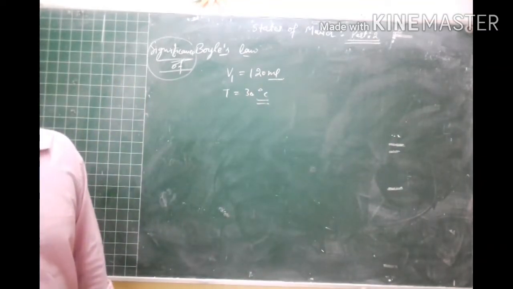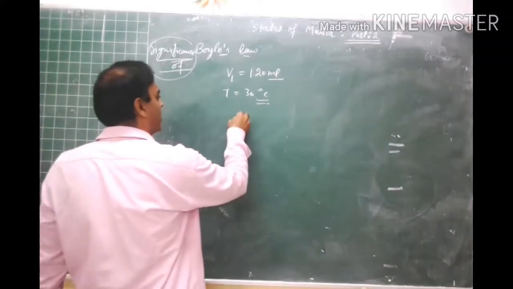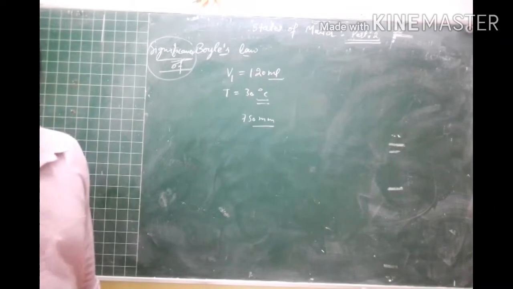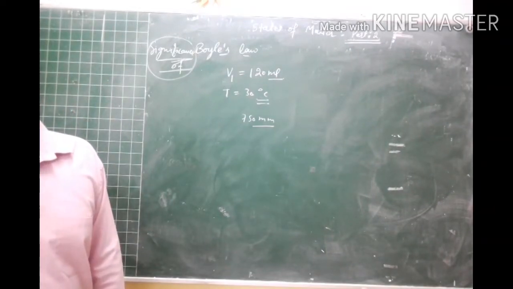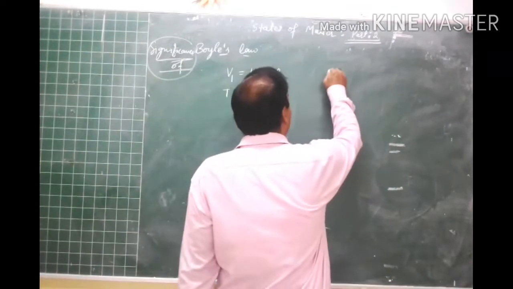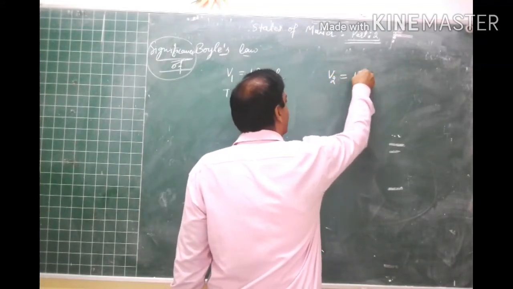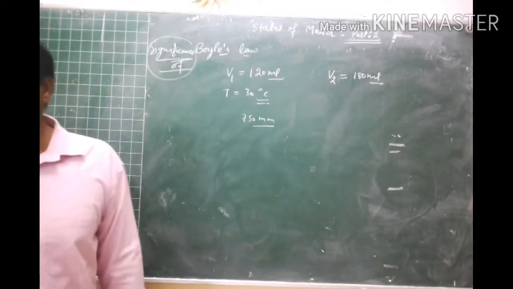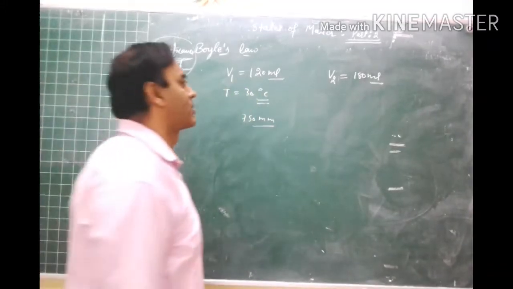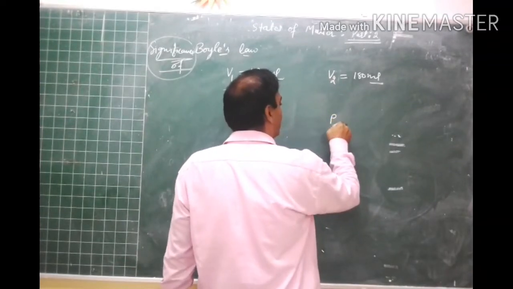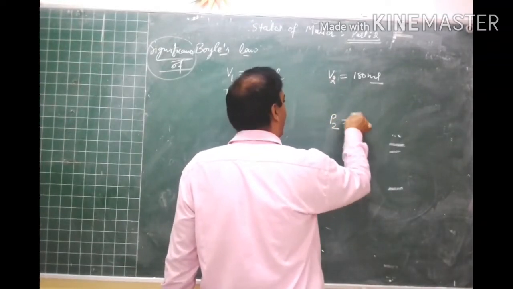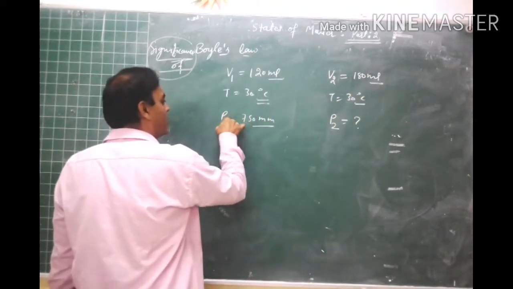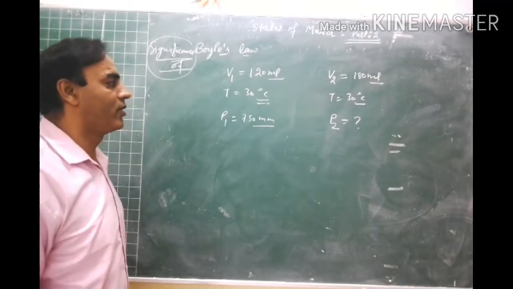And 750 mm pressure. The gas was transferred to a vessel whose volume is 180 ml. That is, now the final volume is 180 ml. Calculate the pressure of the gas. Calculate the final pressure of the gas at the same temperature. So temperature is the same, and this is the initial pressure, that is P1, and we have to calculate P2.